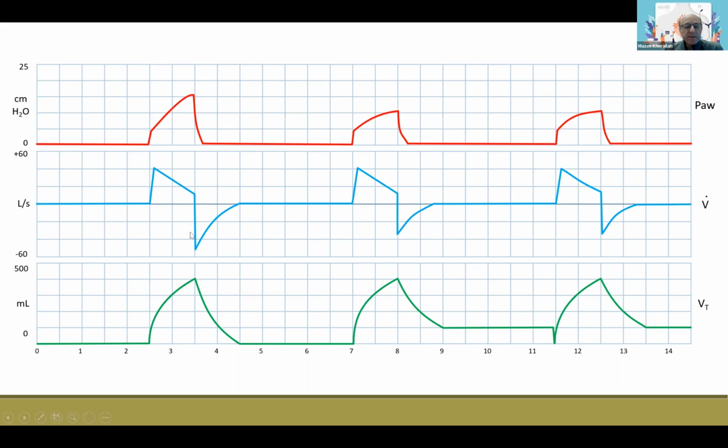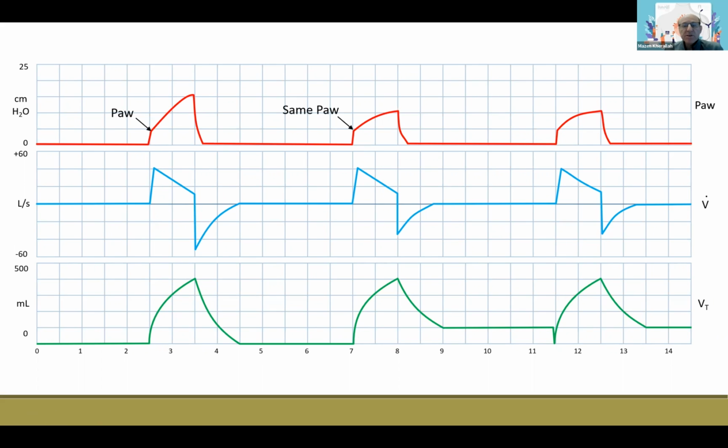In expiration, you can see the expiratory flow. This is the peak expiratory flow, and then it decelerates gradually to go back to the zero level. And this is a breath without leak. The next breath here, let's just follow along what are the changes.